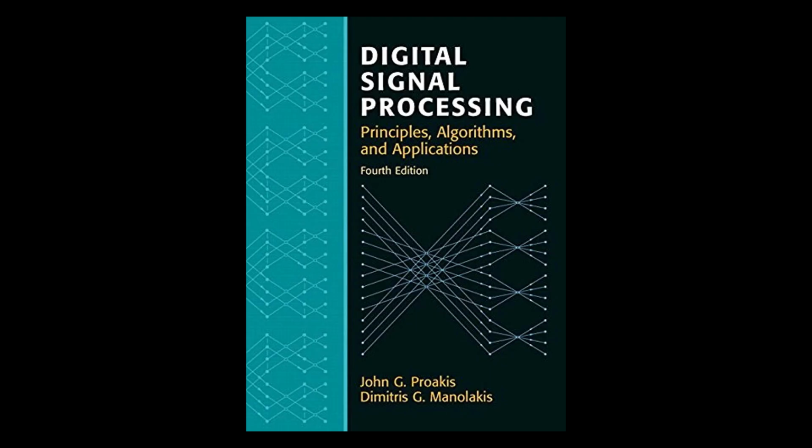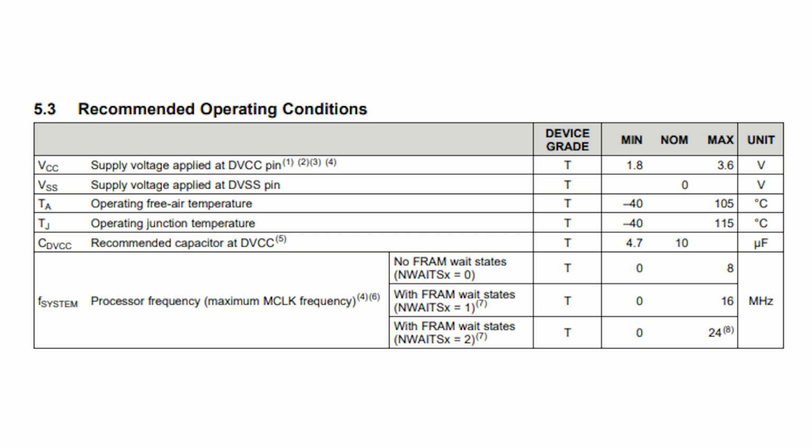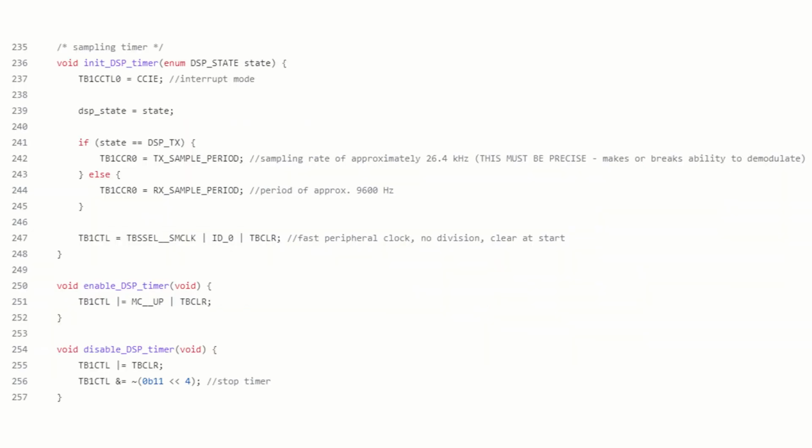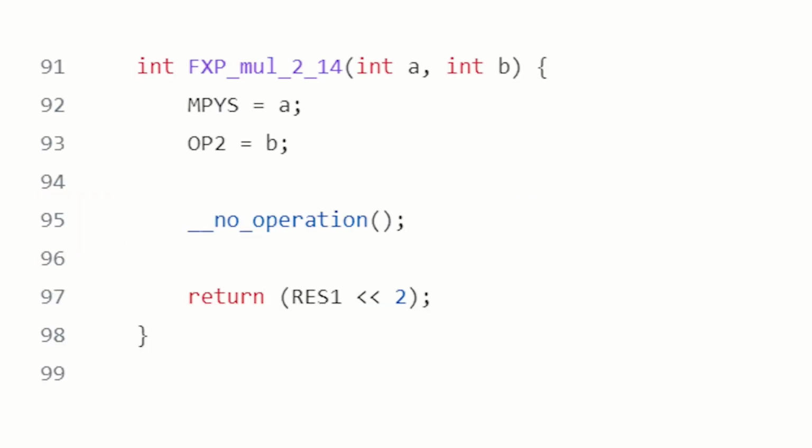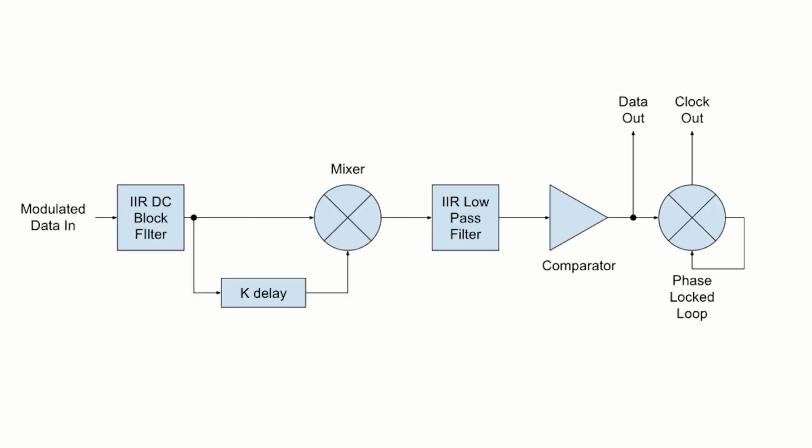Every step of the demodulation process is done digitally. This was a challenge due to the relatively weak processing power of the microcontroller. I chose a receive sampling rate of 9600 Hz as a trade-off between signal fidelity and processing time. To save as much processing time as possible, I implemented 16-bit fixed point arithmetic with a radix point at bit 14. To speed up multiplication, I wrote a function to directly access the hardware multiplier and grab only the higher result word. The signal path for the demodulation is shown as follows.